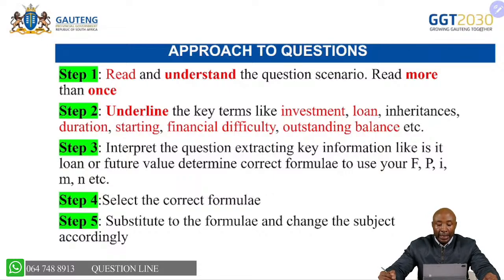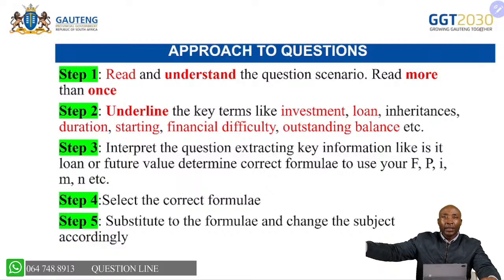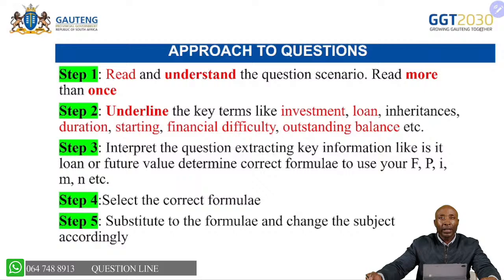Number one, please read and understand the question or scenario. Read more than once. I have given a hint of saying, if the question says, so and so takes a loan, already what clicks into your mind? Present value annuity. So and so starts investing 1,000 Rand over a period of. It means they will get the money after a certain period, that becomes a future value annuity. Read and understand the scenario.